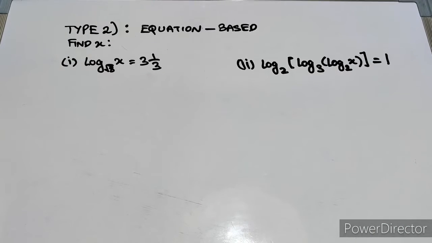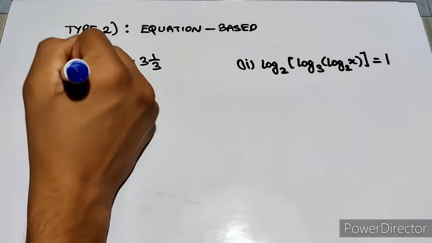Now let us move on to the next type of questions, which is equation based questions. In these questions, basic logarithmic equations will be given and you need to apply the properties to find the missing variable. First I request you all to solve it on your own and only then check my solution if required. So the first question is log of x to the base root 8 is equal to 3 1 by 3.